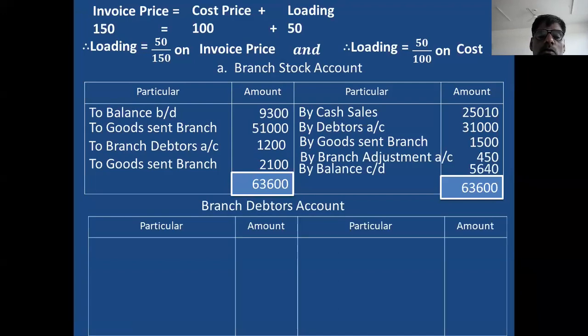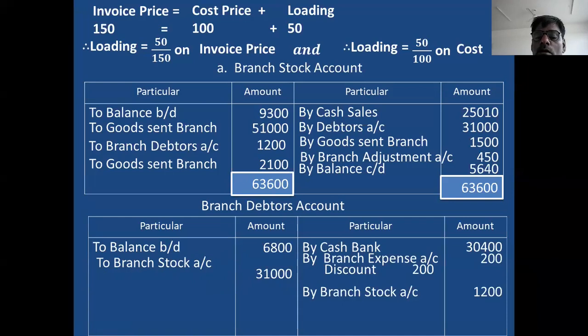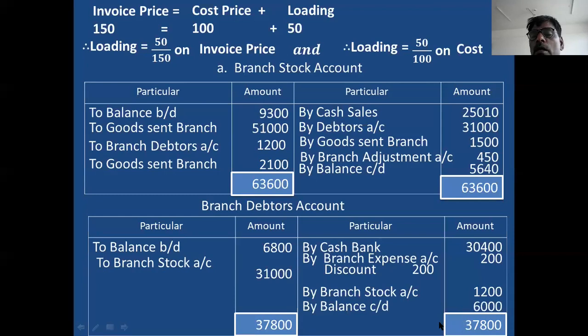In the debtors account, to balance brought down, credit sale 31,000, credit side by bank 30,400, by branch expense discount is there 200. Closing balance, branch stock account, sales return 1200. Okay, close the account and ascertain the balance. 6000 is the balance. Remember this.